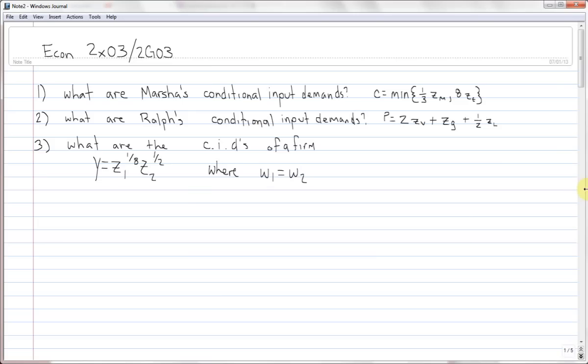The second one is what are Ralph's CIDs? The third one is what are the CIDs of a firm with production function y equals z1 to the power 1/8 times z2 to the power 1/2, where w1 equals w2. So if you would go ahead and pause the video, attempt to solve those 3 problems.